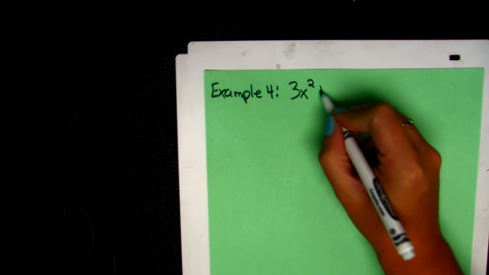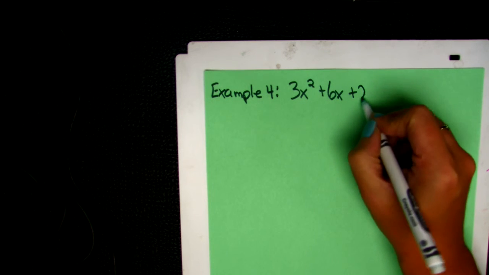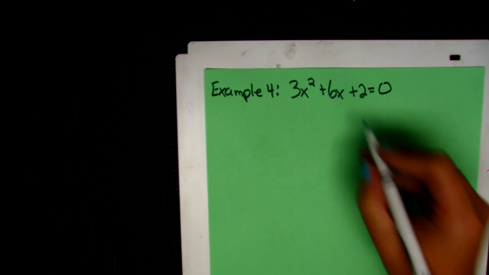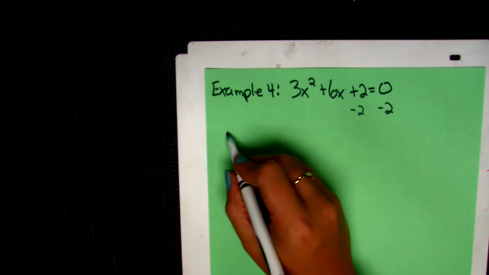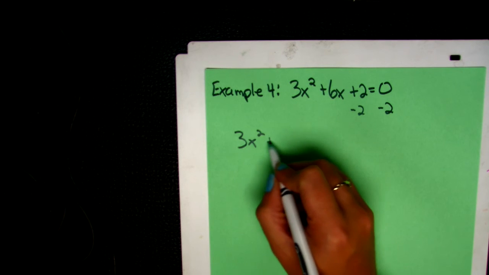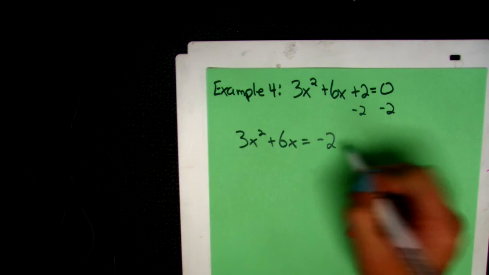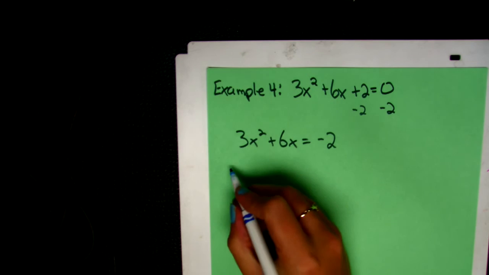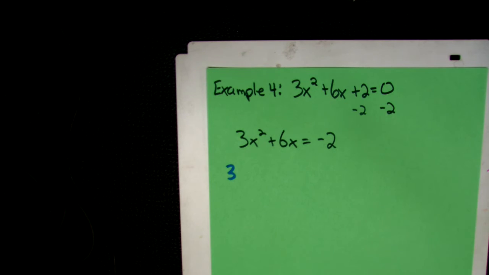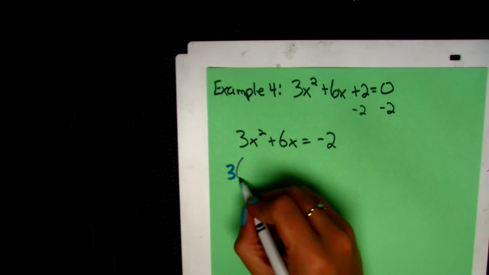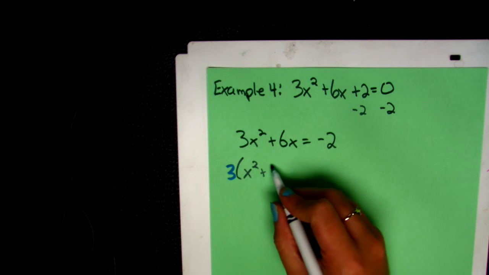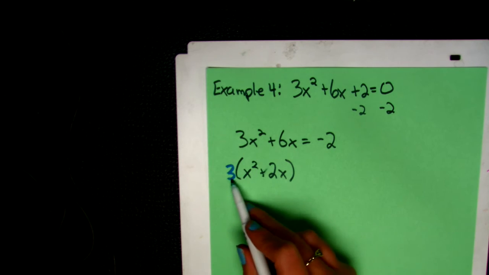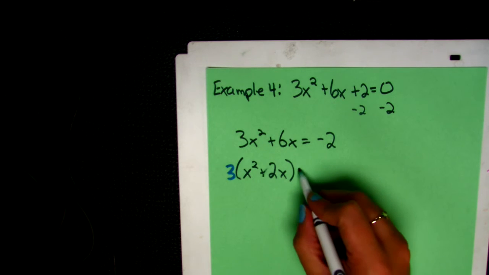We have 3x squared plus 6x plus 2 equals 0. We'll start with removing our c. So we're going to subtract 2 from both sides. So then we have 3x squared plus 6x equals -2. So I need to factor out that 3 on the left-hand side. If I factor out the 3, I'm left with x squared plus 2x. Because 3 times x squared is 3x squared. 3 times 2x is 6x.